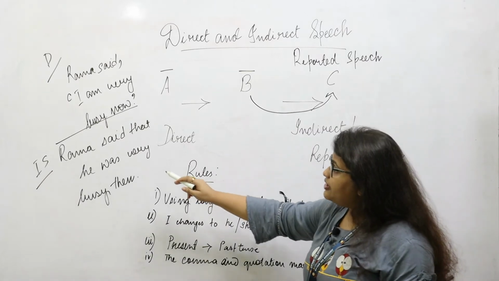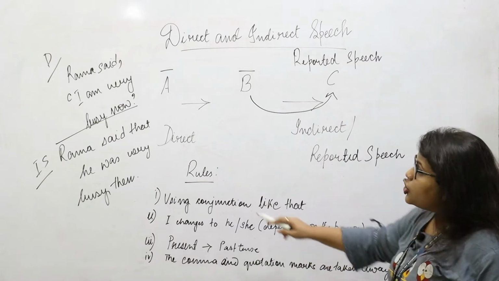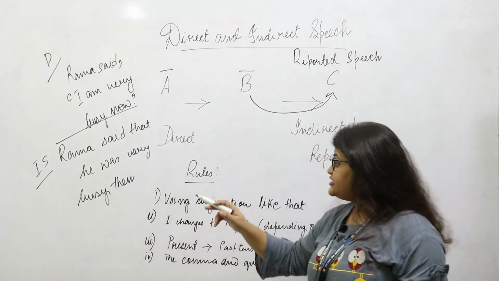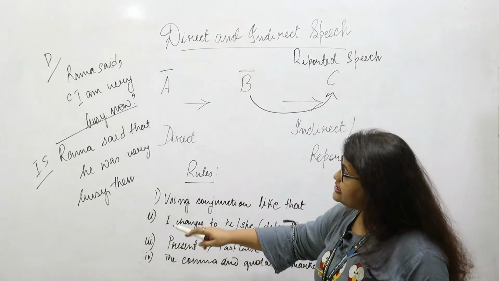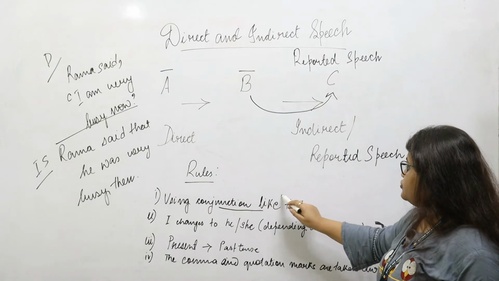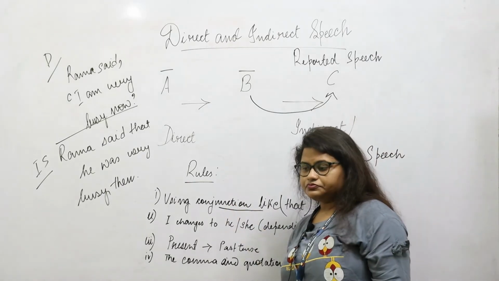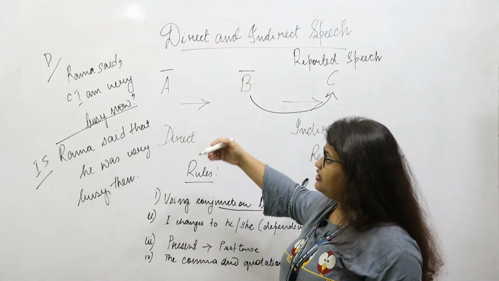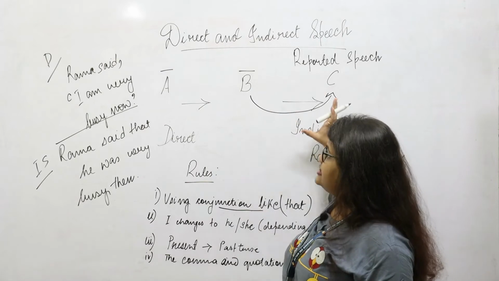The changes that have happened are, first, we have taken away the comma and the quotation marks in the indirect speech. Second, when we say Ram said, that remains the same, and we have introduced a conjunction, which is that. Usually the conjunction used when we change from direct to indirect is that. So that is creating a link between B and C.